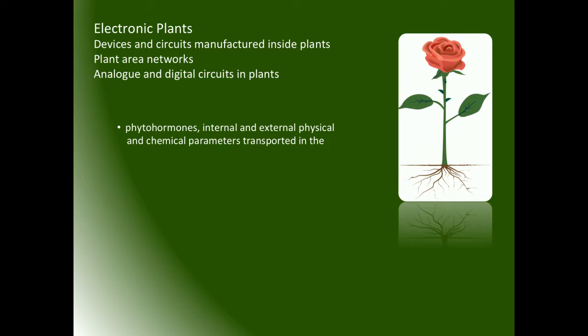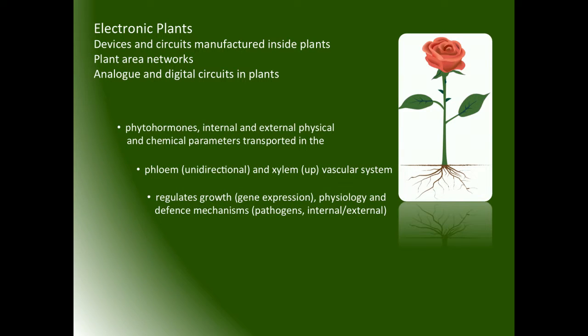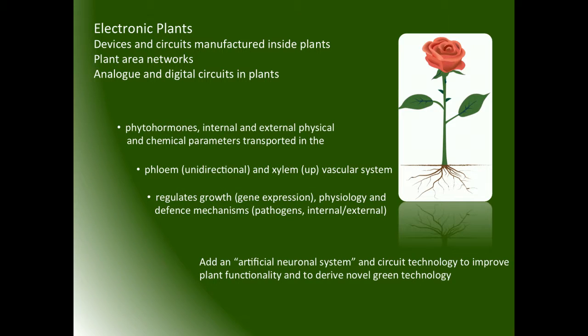Typically in these plants, phytohormones, the plant hormones, regulate different processes in the body, and they are sent in the phloem and xylem vascular systems. So these are the communication pathways in the plants that you can use. And they, of course, then regulate via gene expression growth, physiology, defense mechanisms, and so on. So we are aiming at adding an artificial nervous system, more or less looking like the one that we have used in the Biocom lab project, to plants and to see what we can actually use this for.